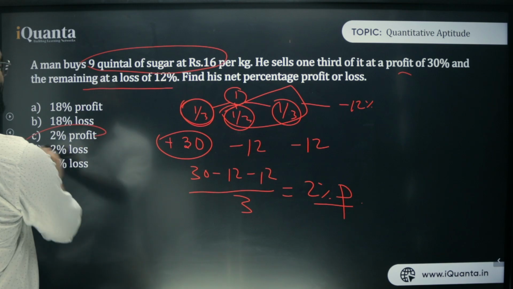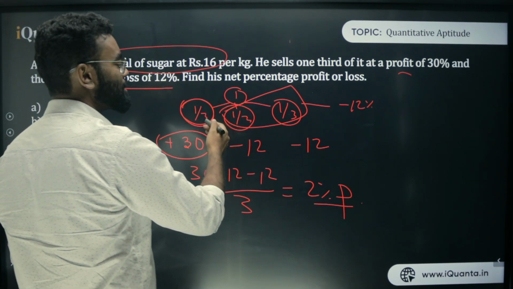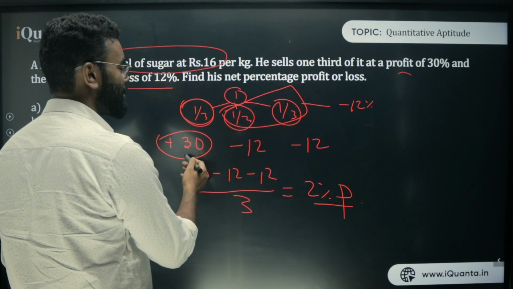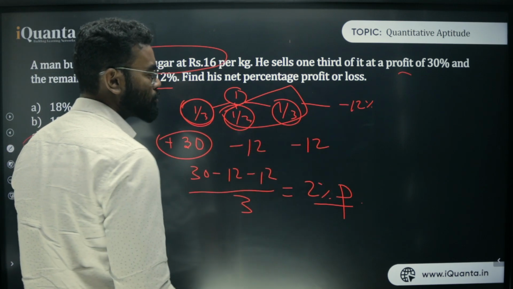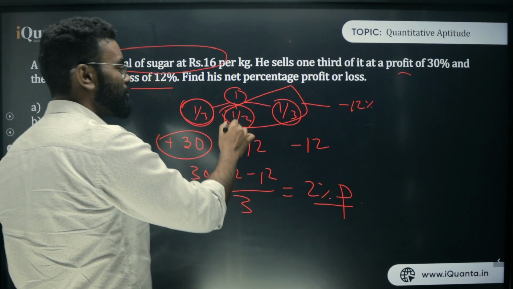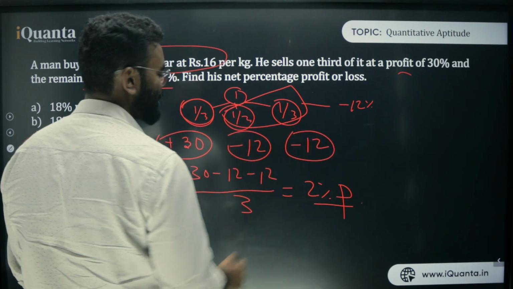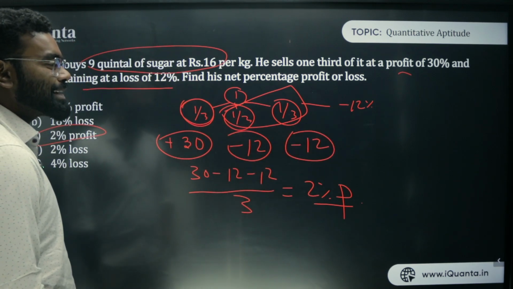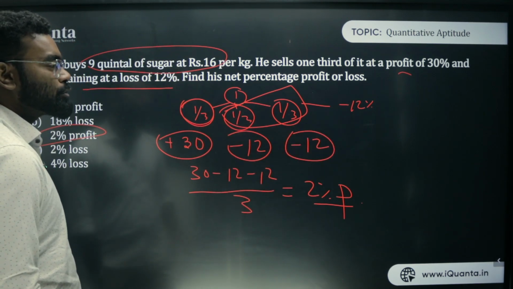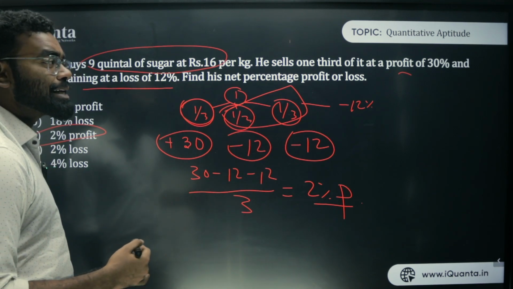So this is as simple as possible. You can solve this question. What I have done is divide this into 3 parts: 1/3, 1/3, 1/3. I know 1/3 is 30%, 2/3 is minus 12%. But if I need equal cost price, I divide it into 1/3 and 1/3. So this 1/3 is minus 12, this 1/3 is also minus 12, and do the average directly. Am I clear? All of you, have you understood this? I guess there's no problem with this. So this is how you can solve this type of question.